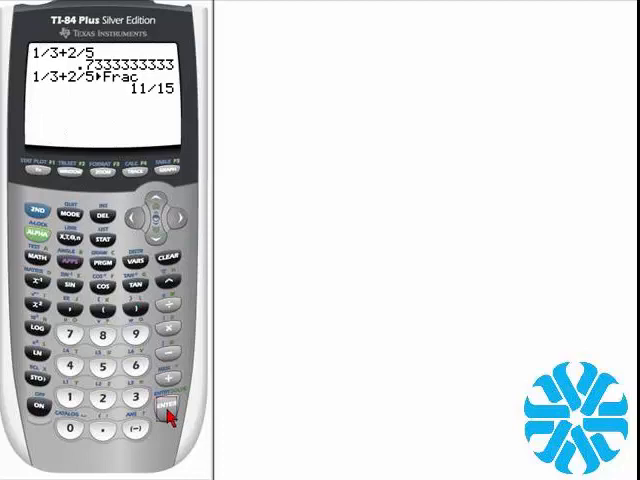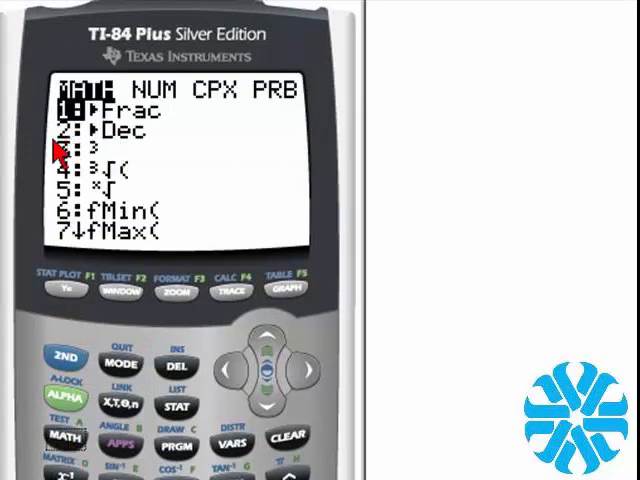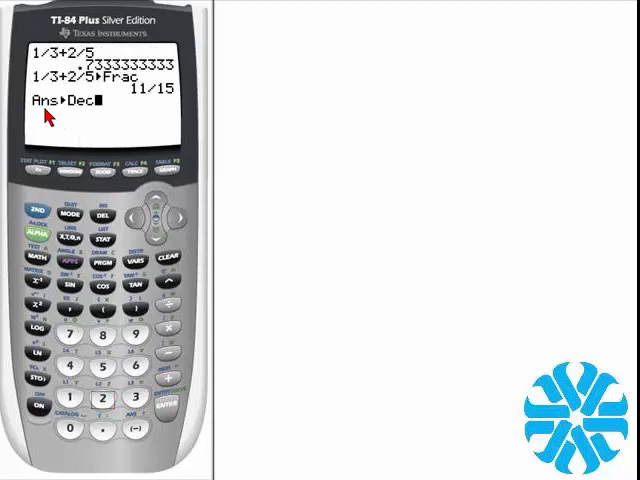So let's hit enter, and you can see the result is 11/15, which is exact, and the answer up here, the 0.733 repeating, is not exact. Now if we wanted to take this 11/15 and convert it to a decimal, you'd simply go Math, and then number 2 is the decimal form, so you'd hit number 2. It's going to take that last answer, which is 11/15, and convert it into a decimal. And of course that's the same value that we had from our first computation.